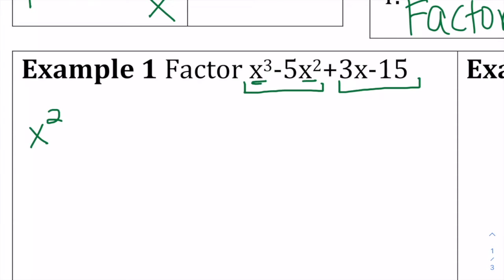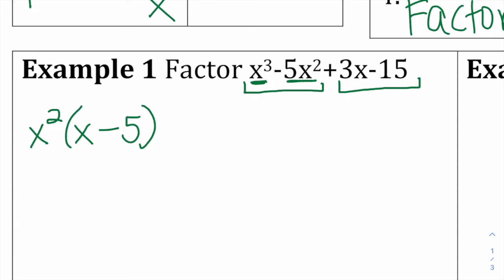So when I take an x squared from x cubed, I'm left with x, because x squared times x brings us back to x cubed. If I divide 5x squared by x squared, I'll be left with 5, or minus 5. Remember, I had that negative out in front.